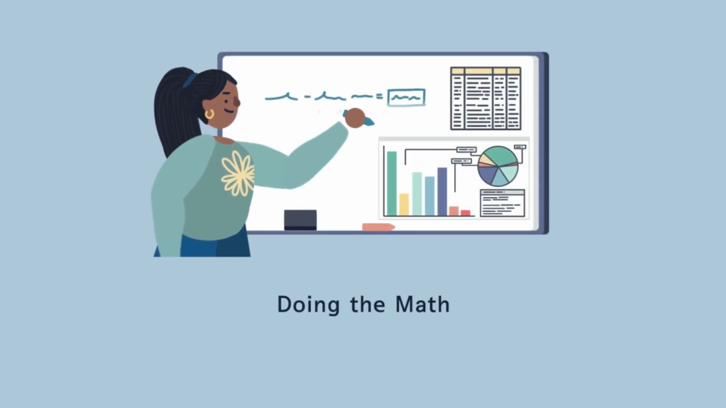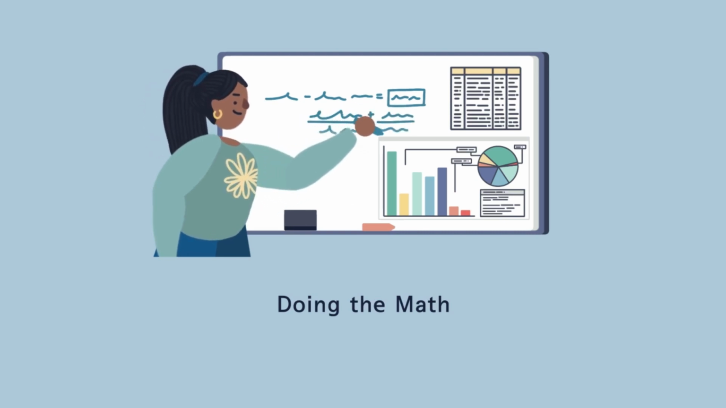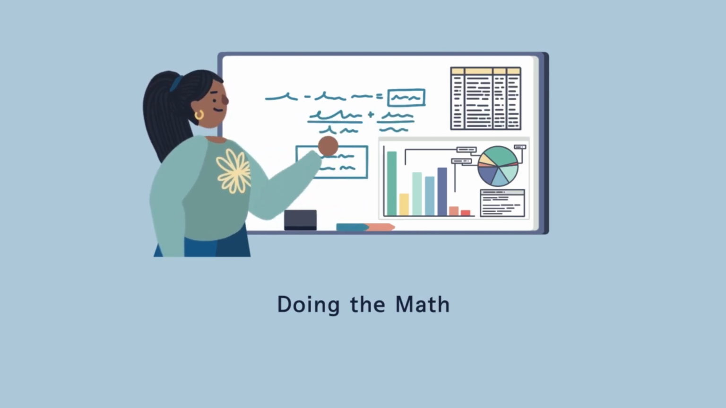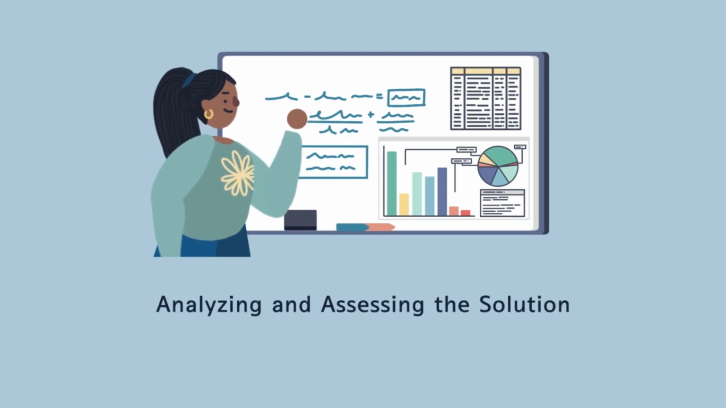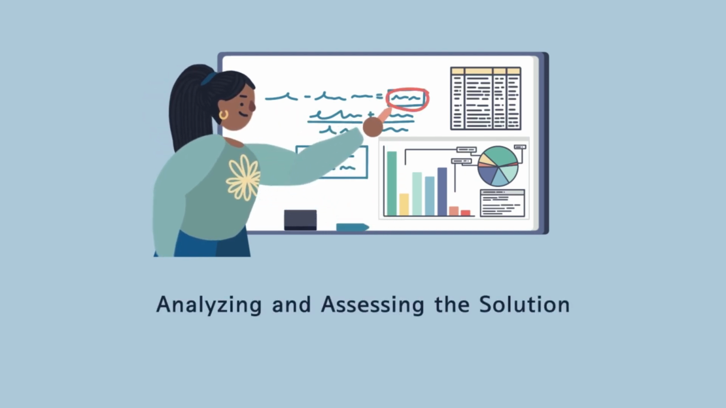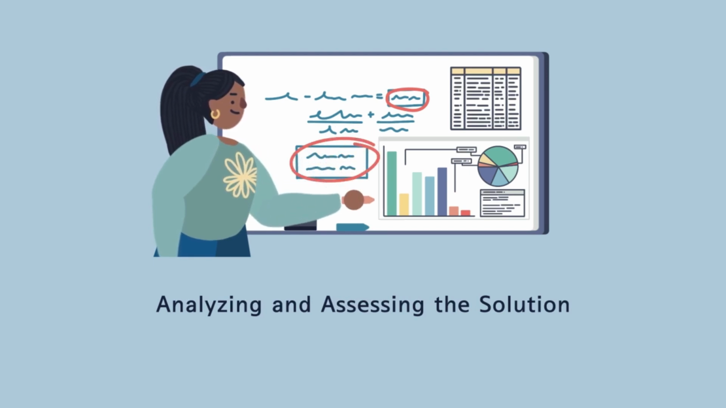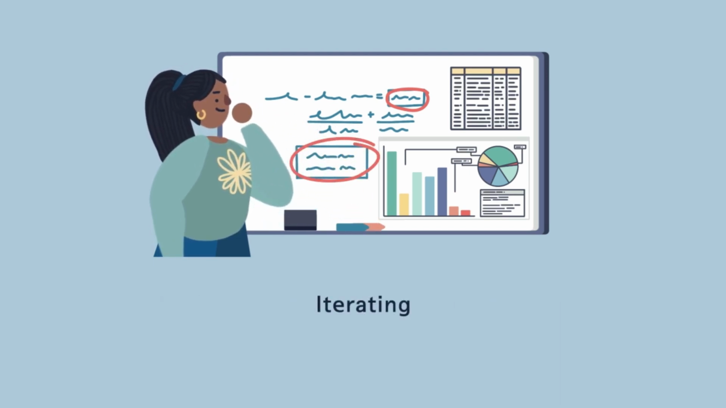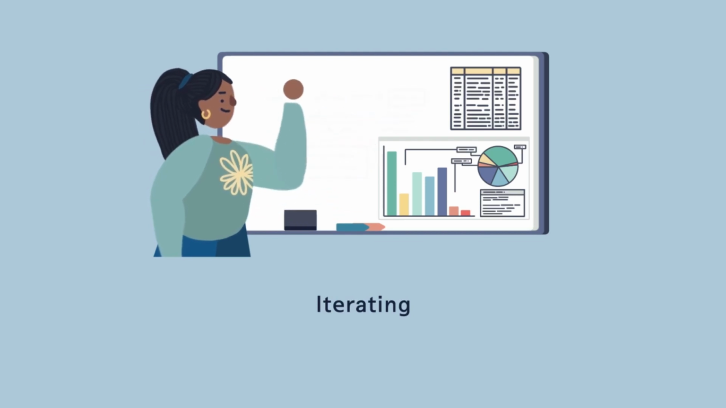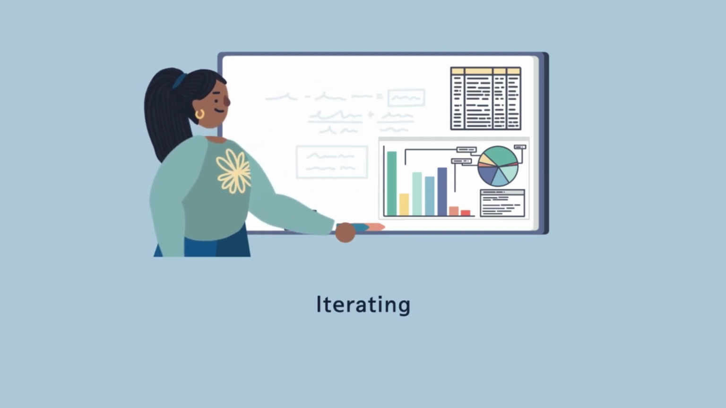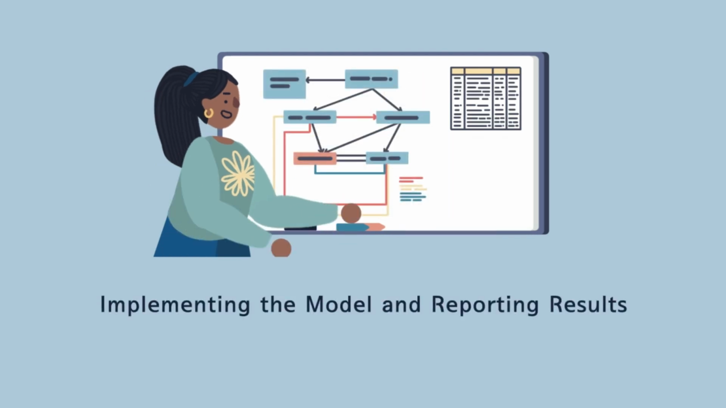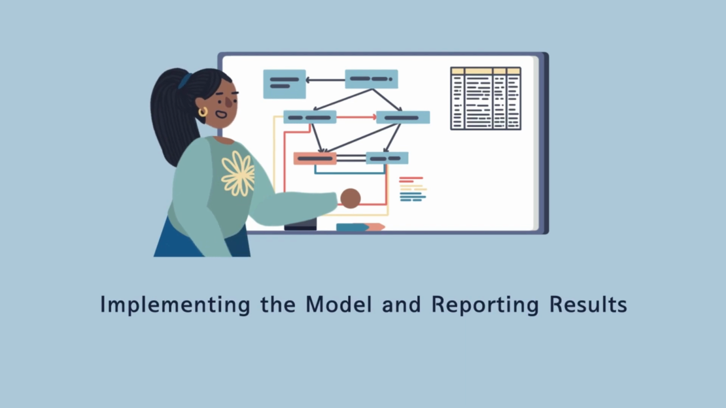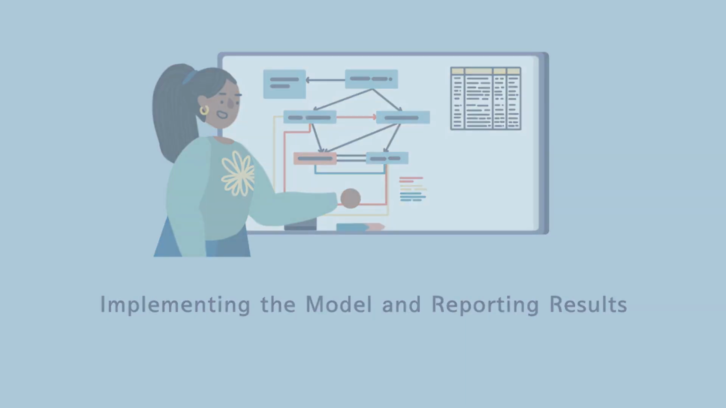Doing the math means building relationships between mathematical inputs and outputs to allow for outcomes to be predicted. Analyzing and assessing the solution, critically reviewing the results and insights gathered from the model. Iterating, consider how the model can be refined and repeat the process if necessary to make improvements to the performance. Implementing the model and reporting results, ensuring that others are able to comprehend the model.